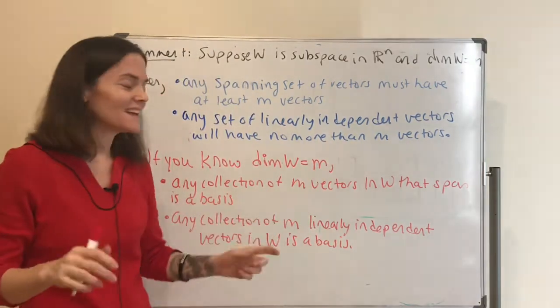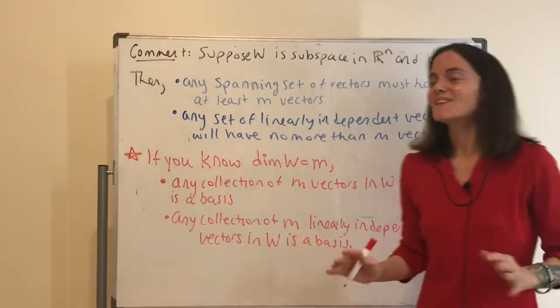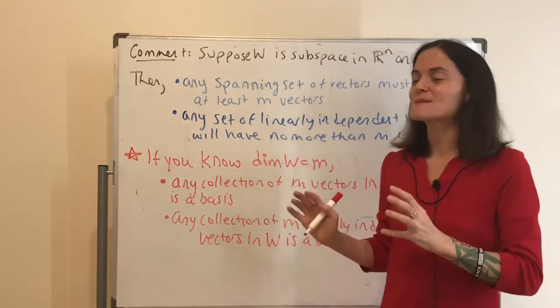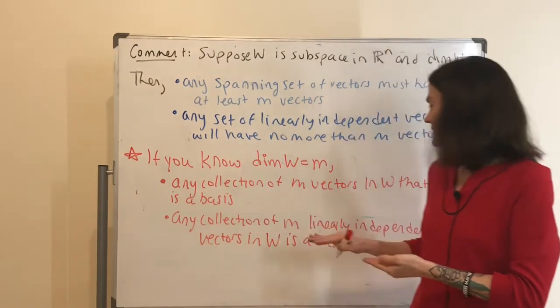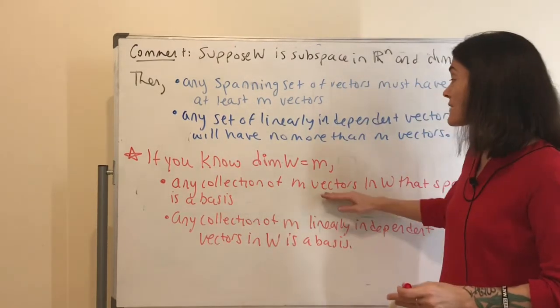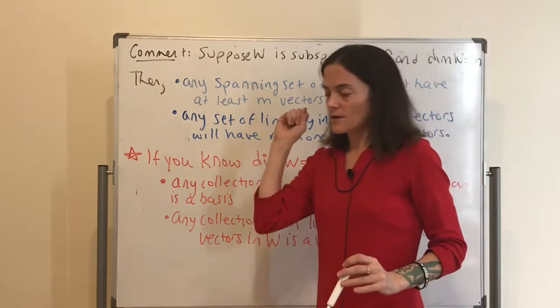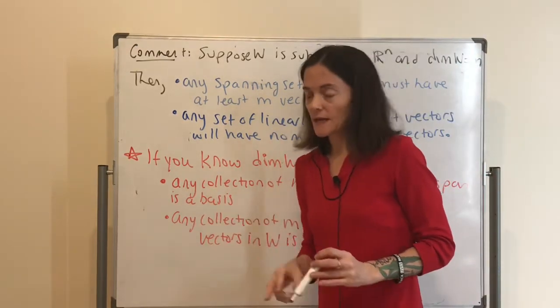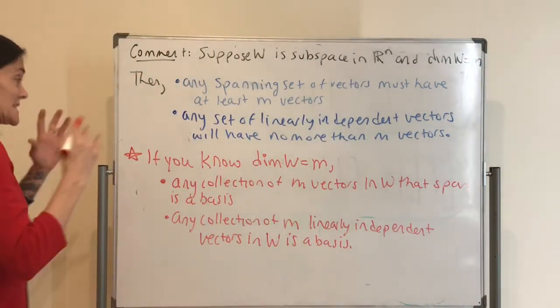That's the first part. And similarly, if you're in the other really happy place where you know the dimension of your subspace and you have a collection of that many vectors that's linearly independent, it's a basis. So if you know you have the right number, you don't have to check both independence and spanning to conclude you have a basis. Okay, this is the nice thing about this.